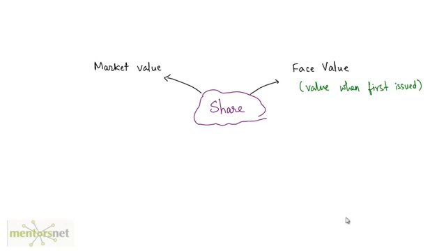So a share has basically two values. One is face value, another is called market value. Now what is face value? Well, the other terms for face value are nominal value or par value. So the face value of any share is the value of that share when it was first issued by the company. Basically the first cost price of the share, right?